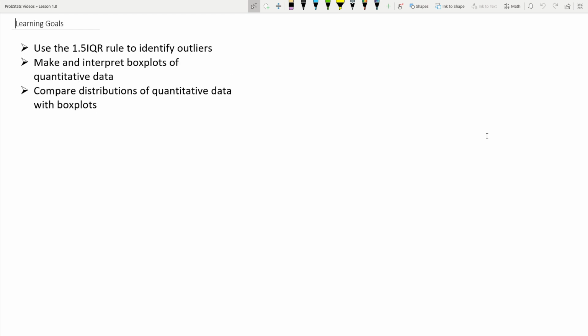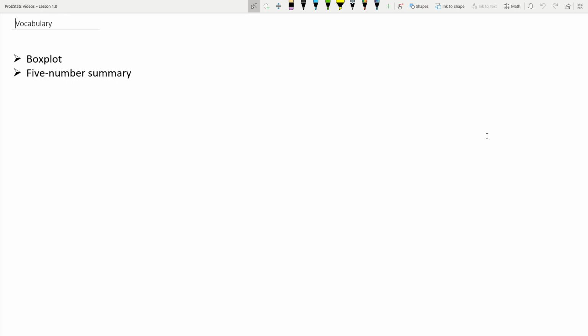We want to be able to use the 1.5 IQR rule to identify outliers. We want to make and interpret box plots of quantitative data, as well as compare distributions of quantitative data with box plots. So what we need to know is what a box plot and a 5-number summary is in order to accomplish these learning goals.